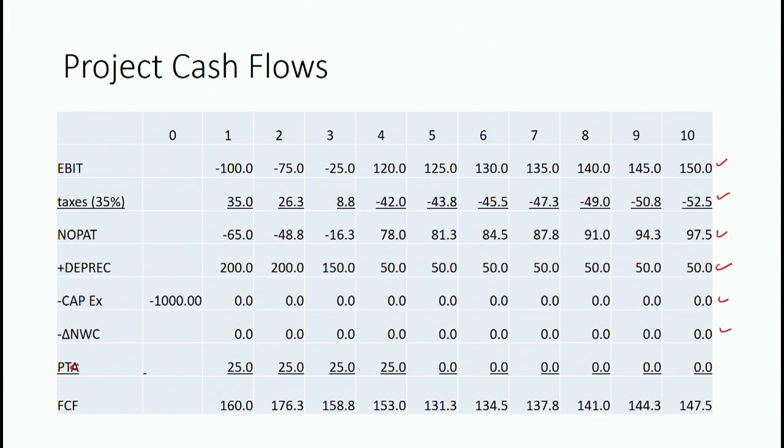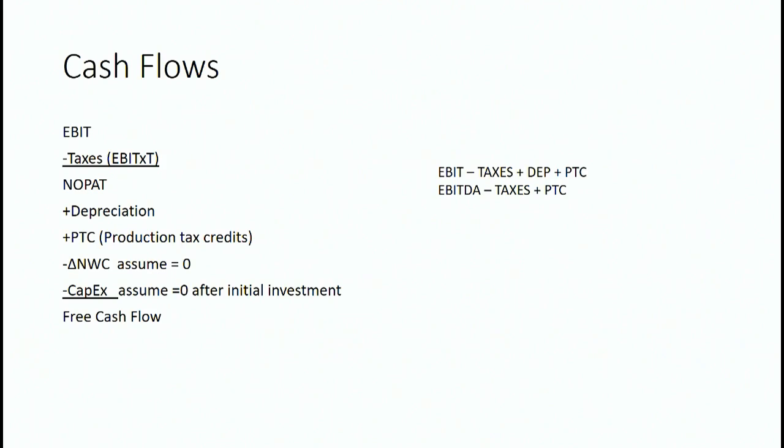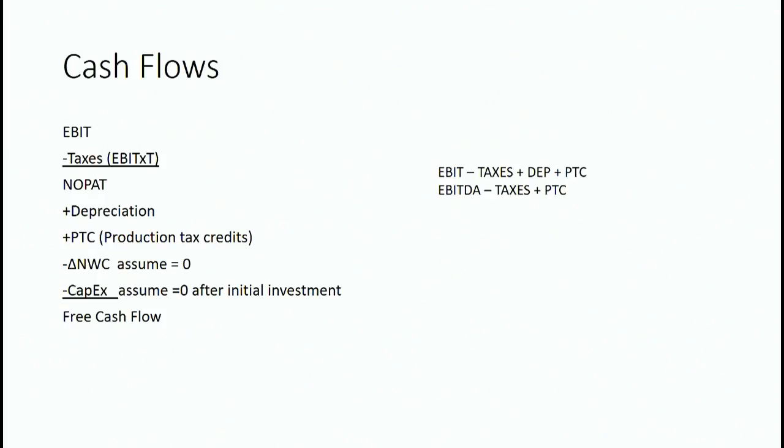This should be production tax credit, not PTA. Production tax credit is just $25 million per year for 4 years. I've just made up these numbers. Basically we went through this. This would be the free cash flow that we have for the project. Now I'm going to divide the free cash flows up into different buckets: a bucket which is EBITDA, remember, free cash flow is equal to this, another bucket which is tax, another bucket which is production tax credit.